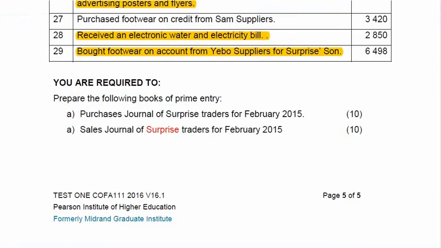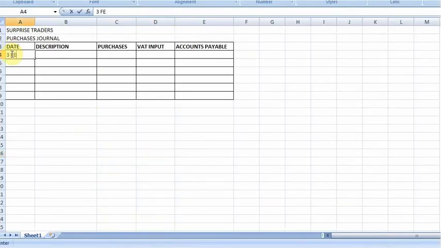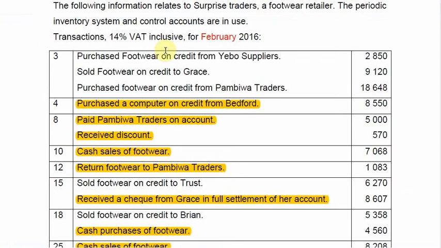So if I go back to the question, I will only look at those that are not highlighted. And the first one says purchased footwear on credit from Yebo suppliers. Yes, that one will go into my purchases journal. It is a purchase, it is on credit, and it is not for any personal use. So I'm going to say on the 3rd of February, the description is that it was purchased from Yebo suppliers. The purchases, you will remember, is 100%. The VAT is 14%. The accounts payable is 114%.